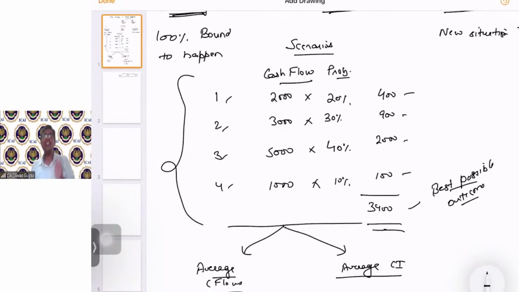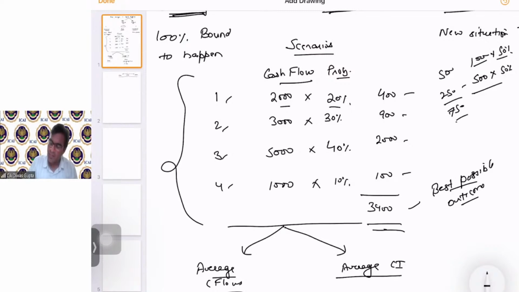Now, in this case, since probability is involved, we will have to multiply probability in the respective cash flows. Because if I have a 50% chance to get 1000 rupees and another 50% chance to get 500 rupees, what is my best possible amount? Don't you think I will multiply 1000 by 50%, which is 500, and 500 by 50%, which is 250, and hence 750 is my best possible amount that I can expect to get.